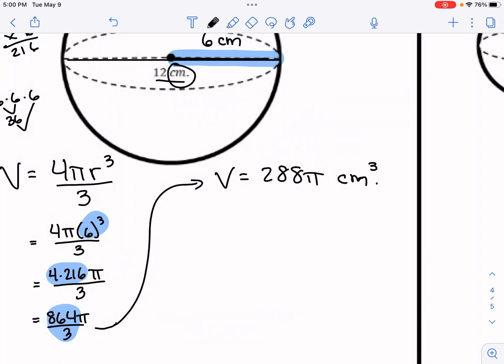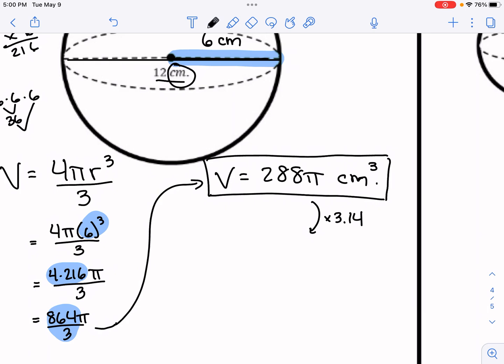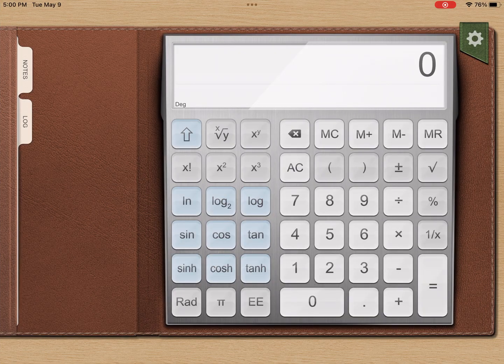Cubic centimeters. And if you want to know how big a centimeter is, it's pretty much how wide a dime or a penny is, that's 1 centimeter. All right, now let's multiply with 3.14. So 288 times 3.14. Ooh, big number. I think this is 904.32.